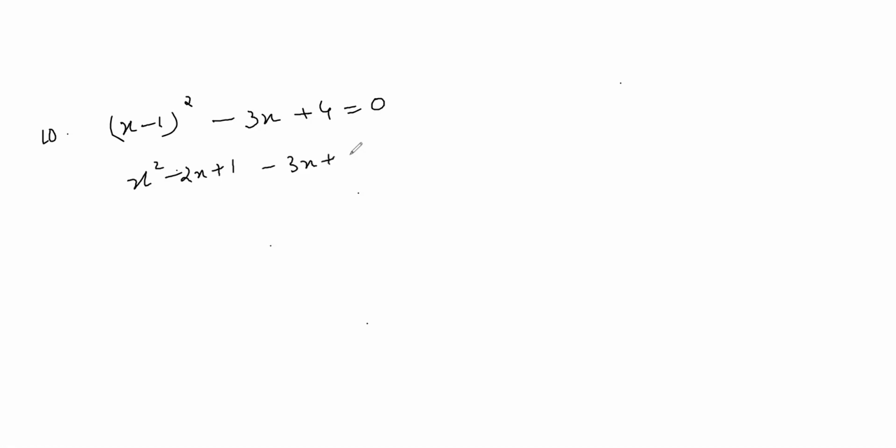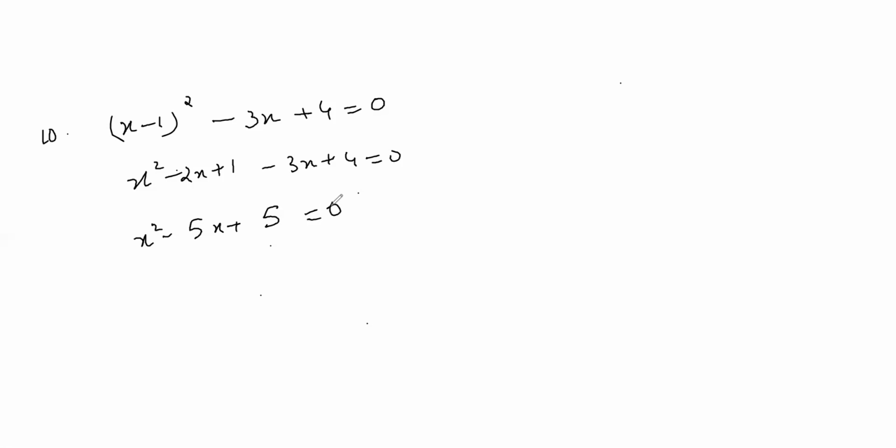Please let me know if this is the question. 10th one. (x minus 1) the whole square minus 3x plus 4 is equal to 0. So we expand these things. x square minus 2x plus 1 minus 3x plus 4 is equal to 0. So x square minus 5x plus 5 is equal to 0.